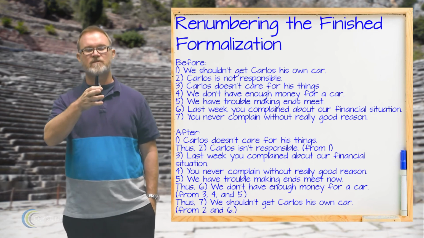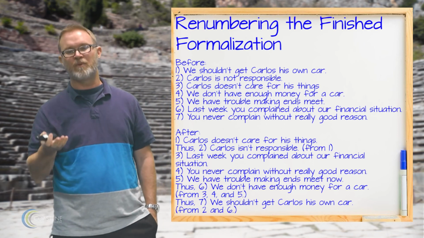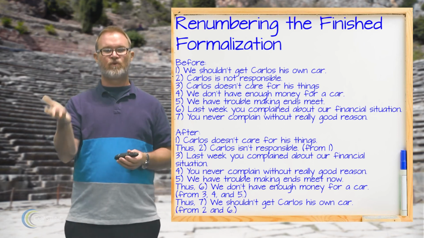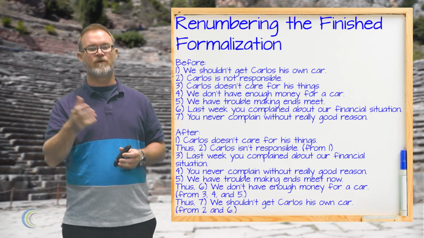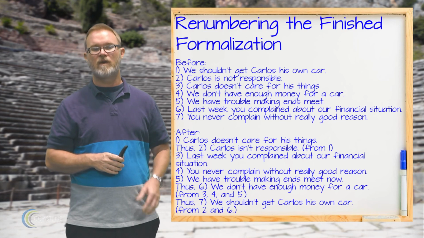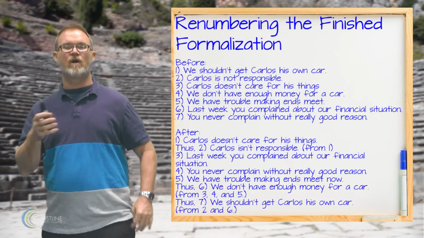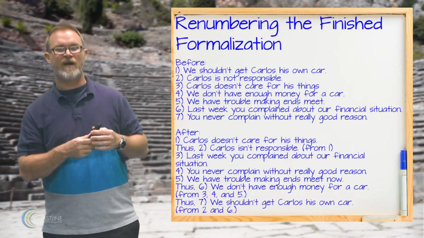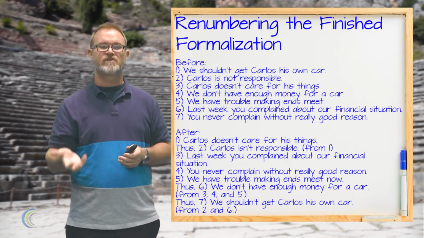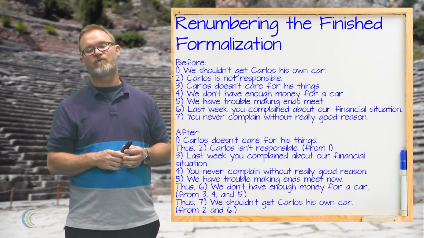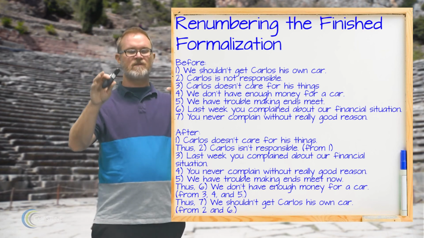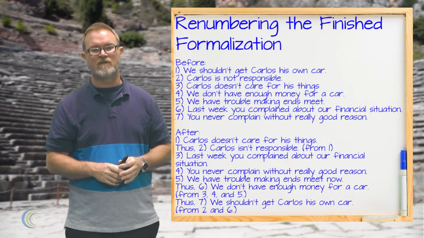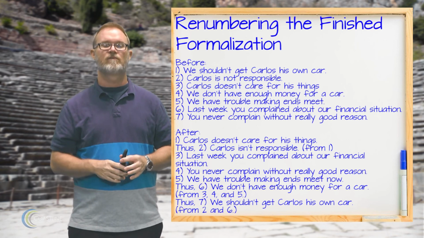Now the next step in the sequence, we have 3. Last week you complained about our finances, and then 4, you never complain without really good reason. And those also are followed by 5, we have trouble making ends meet. Now you can see then all 3 of those claims, 3, 4, and 5, are the reasons given for 6, which is that we don't have enough money for a car. And you can see after 6 there, I've got in parentheses from 3, 4, and 5.